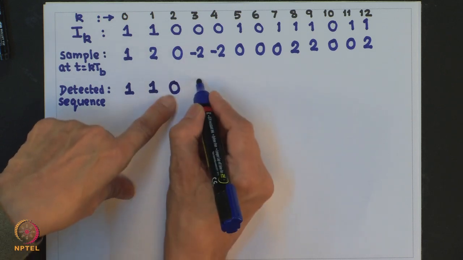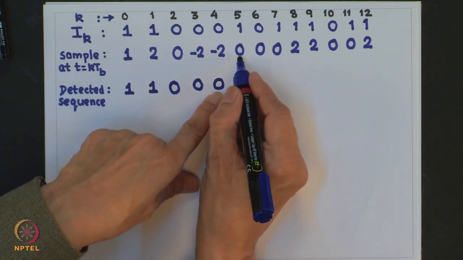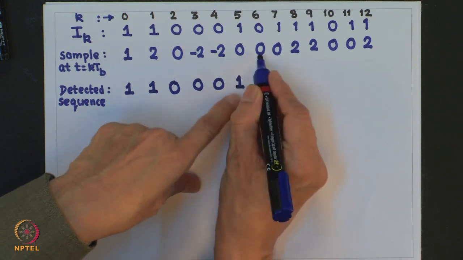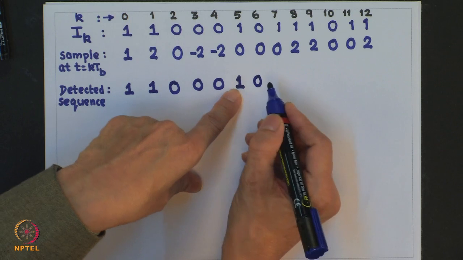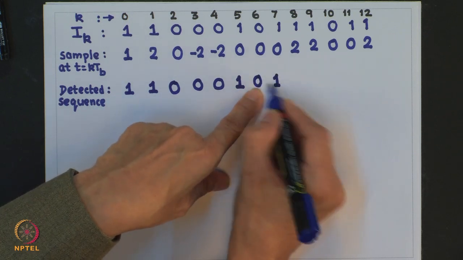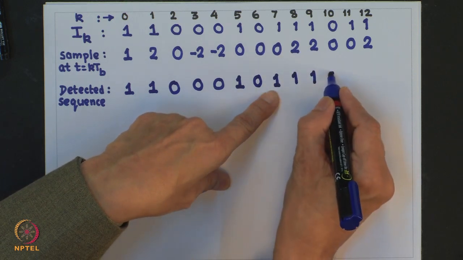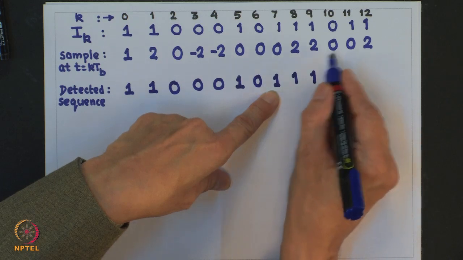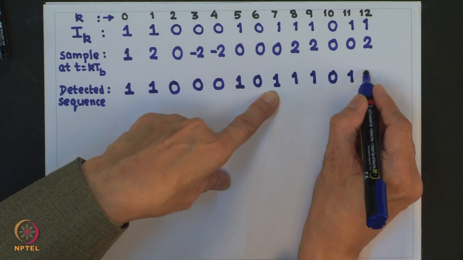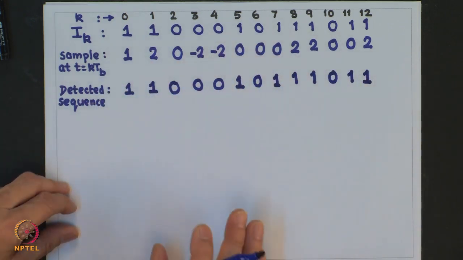0, this is minus 2, so it is 0, this is minus 2, directly 0, this is 0, so it is going to be of opposite polarity, so this is going to be 1, again 0, opposite polarity, so this is going to be 0, this is 0, so opposite polarity to this previous bit, so 1, this is 1, this is 1, this would be 0, opposite polarity, this again opposite polarity, and this is 1. So this is the way we can detect.